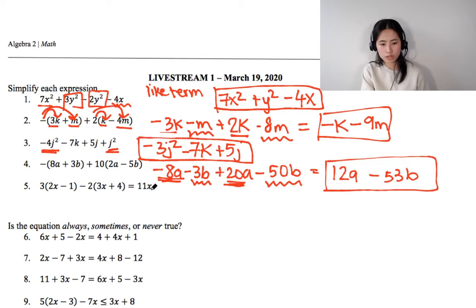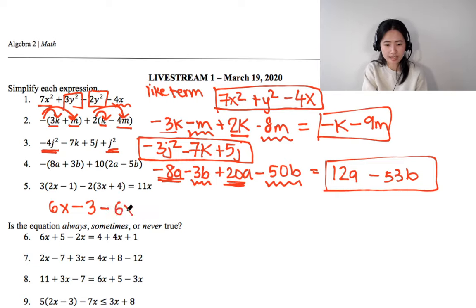Okay, so moving on to number 5, you're going to apply the distributive property here because you have the parentheses. So you have 3 times 2x, which is 6x, and then you're going to have minus 3. And on top of that, because you have a negative 2 here, you're going to have minus 6x. Does that make sense? Because negative 2 times positive 3 would give you negative 6. And then you have negative 2 times the constant 4, which would give you negative 8.